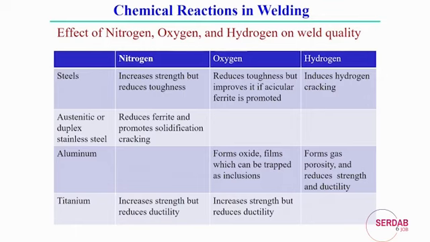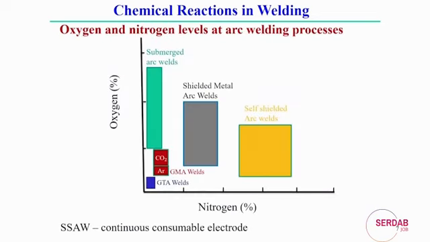So, therefore, to protect all these elements from the atmosphere, we generally use shielding of the molten pool in different ways. Some overview on these things: the effect of the chemical reaction of oxygen in welding. Here we can see the oxygen and nitrogen levels during the welding process, found for different welding processes. The x axis represents the nitrogen component and the y axis represents the percentage of the oxygen component.